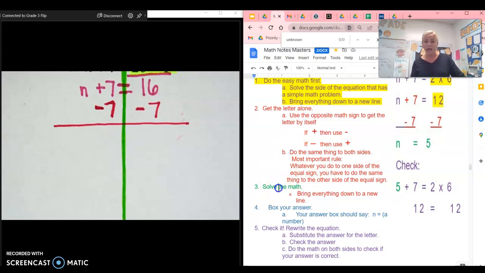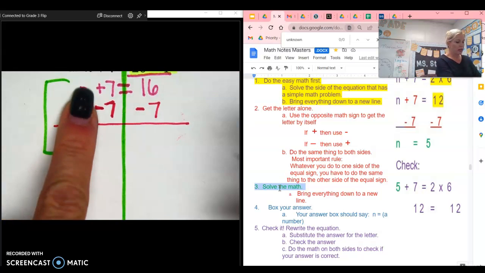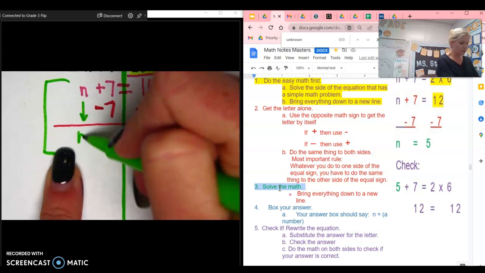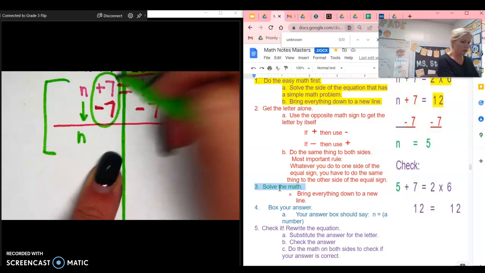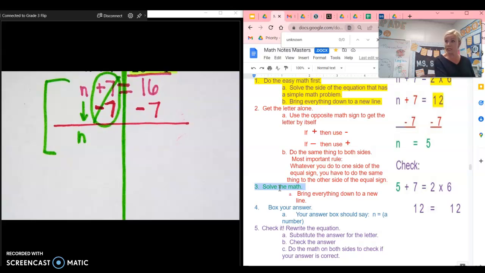Well, now I need to solve this math. That means that I'm going to look at this whole problem right in here and solve it. So I have n plus 7 minus 7. Well, I'm going to bring this guy down. This guy, I can't bring it down because what happens if I have $7 and I spend $7? I got no bucks. So just put a cross out. Those cancel each other. There's nothing there.